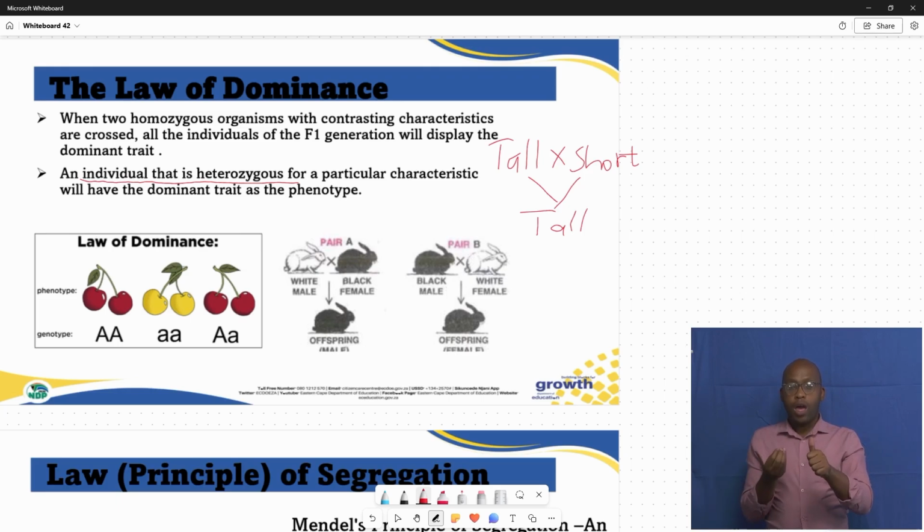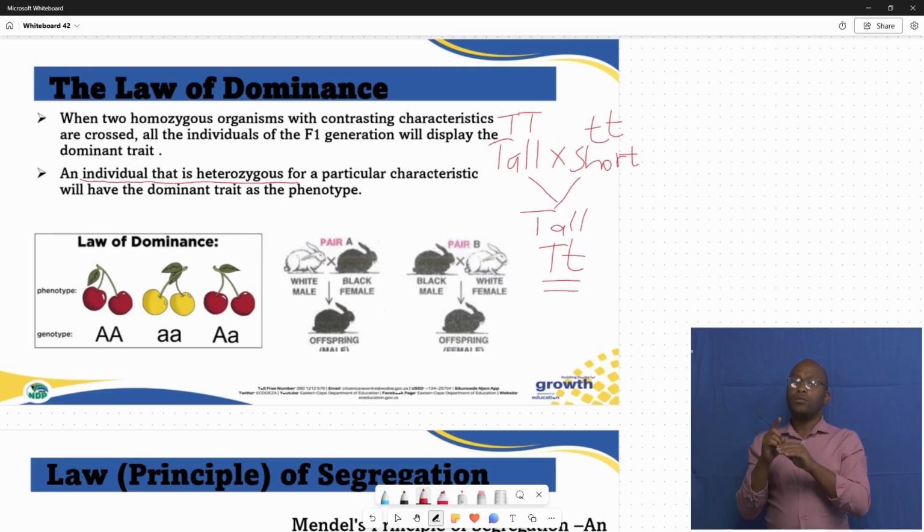Now, let's look at this resulting individual here, because they said that when two homozygous organisms, so we have got homozygous tall and homozygous short, it results in heterozygous tall.